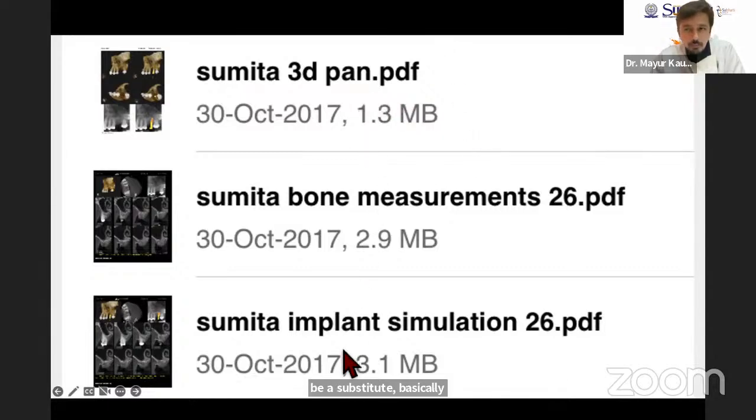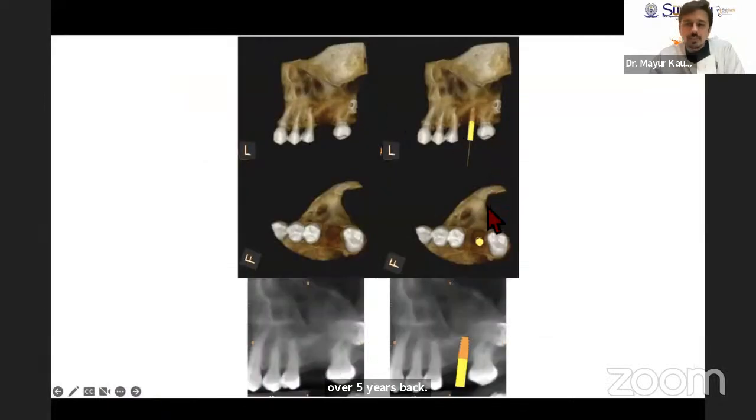So these 3 reports, many times they give you 2 reports, PDF images, are part and parcel. So I've just taken at random this case I selected just now. This was a 2017 case, so this was a case which was done little over 5 years back. So the first part of the report is the 3D panoramic reconstruction.